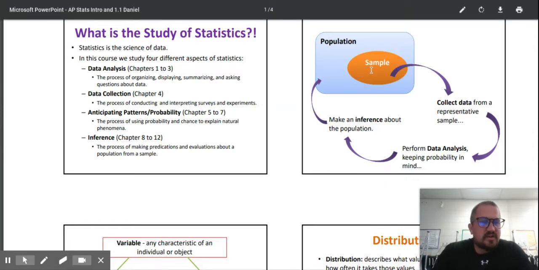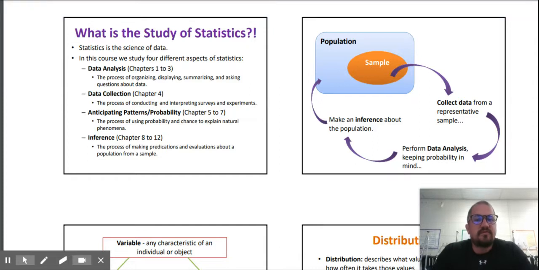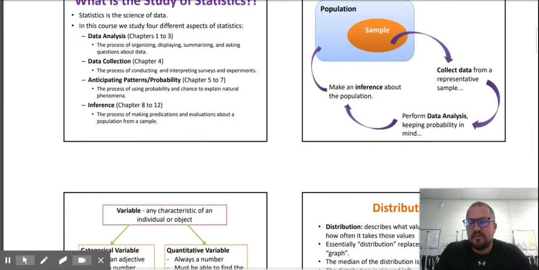So this picture shows you what we're talking about with inference. Inference, and statistics in general, is when you take a sample. If you see the orange sample there, it's inside of the population. So you take a sample that is inside of the population, you collect data from that sample, and you want it to be representative of the population, and then you perform some analysis, and then you make an inference about the entire population. So instead of having to survey the entire population, you only had to survey a sample, and you're able to make a conclusion about your entire population.